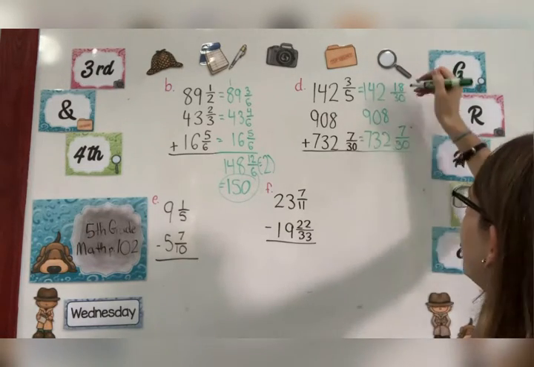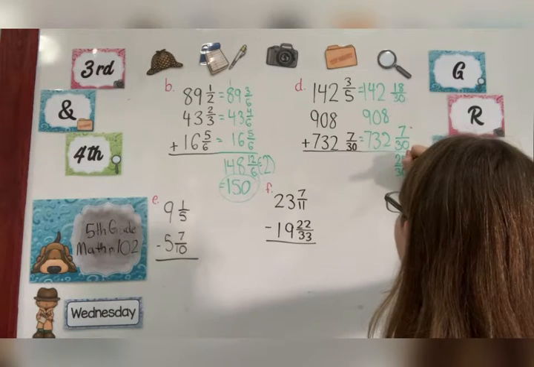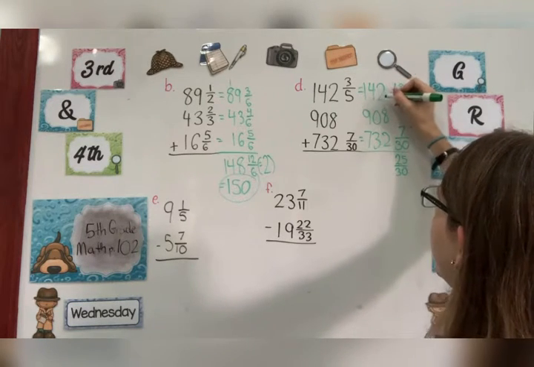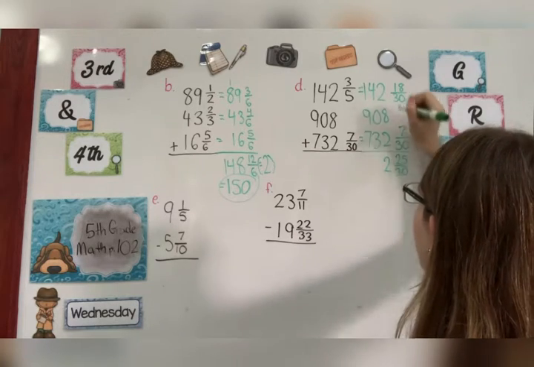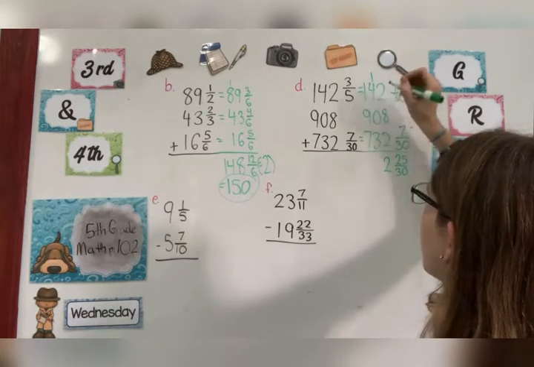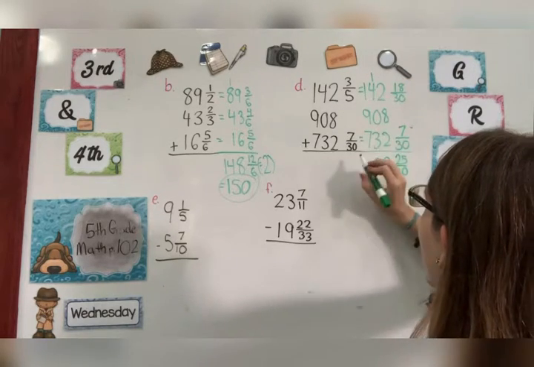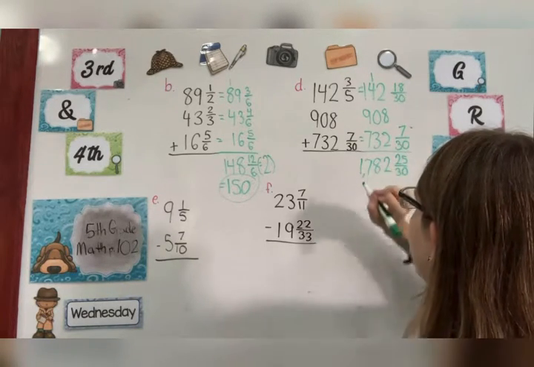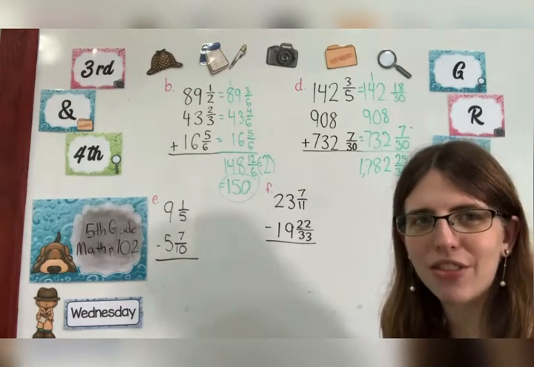Now I can add them. 18 plus 7 is 25 over 30. Now I add my whole numbers. 2 plus 8 is 10, plus 2 more is 12. 1 plus 4 is 5, plus 3 is 8. 1 plus 9 is 10, plus 7 is 17. So I have 1,782 and 25 thirtieths.